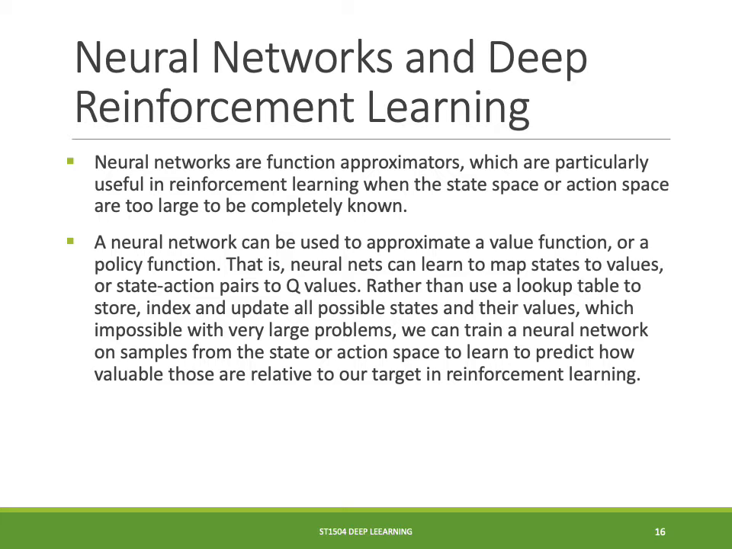particular environment is in. Right, so a neural net can be used to approximate the value function or the policy function. That is, the neural net can learn how to map the states into a particular sequence of values, or state action pairs to Q values. And rather than using a lookup table to determine all the possible states and values, typically we would actually train the neural network based on the input problem.